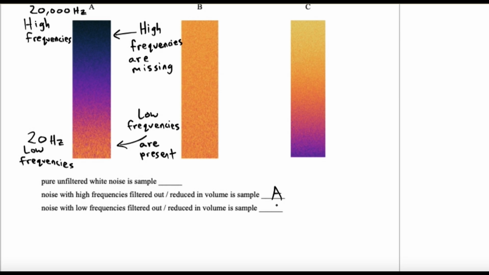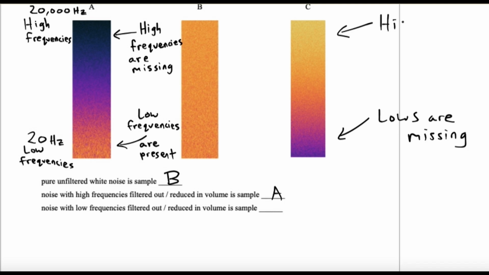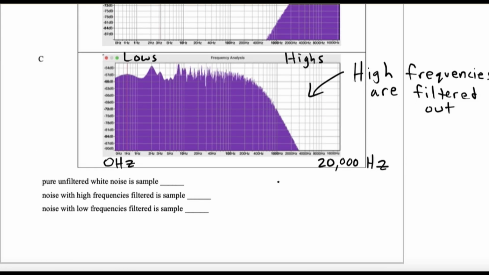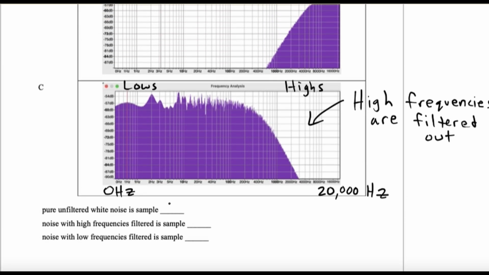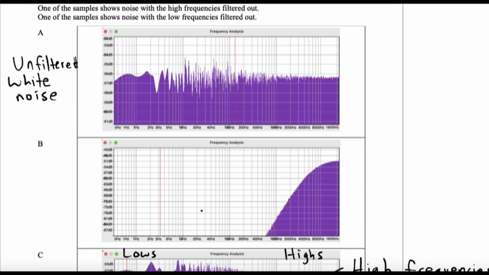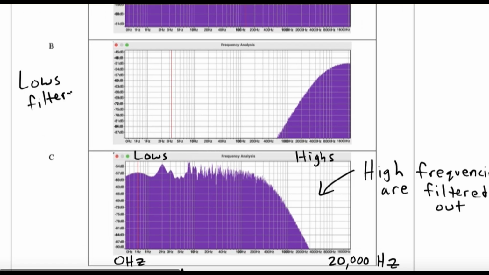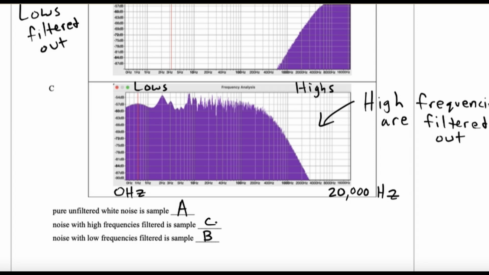So the white noise was B, and we see lows are missing in C. And so unfiltered noise is sample A on top, lows are filtered out in B, and highs are filtered out in C.